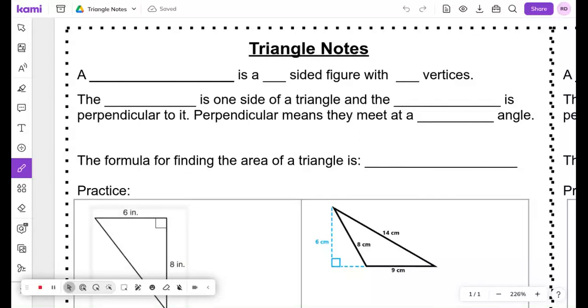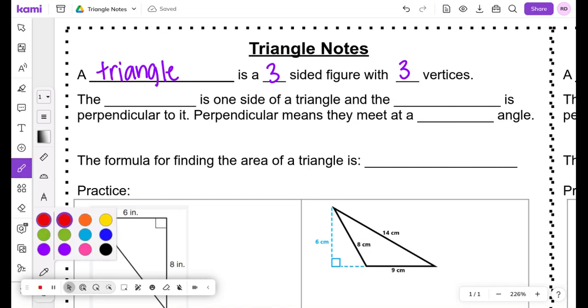These are our area of a triangle notes. So, a triangle is a three-sided figure with three vertices. So lots of types of triangles, but they always have to have three sides and basically three corners.